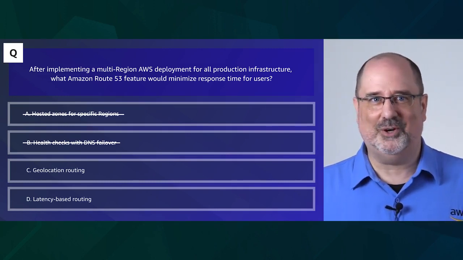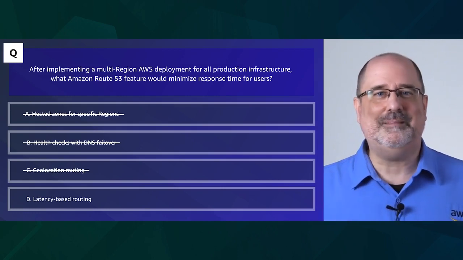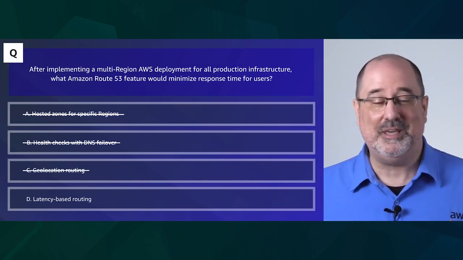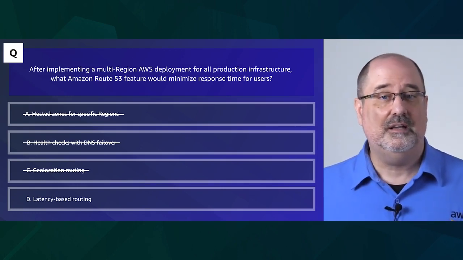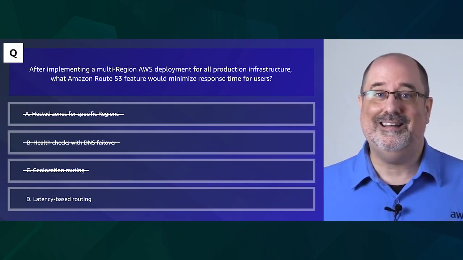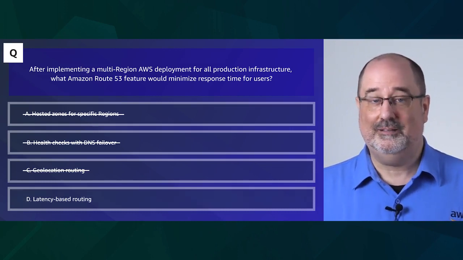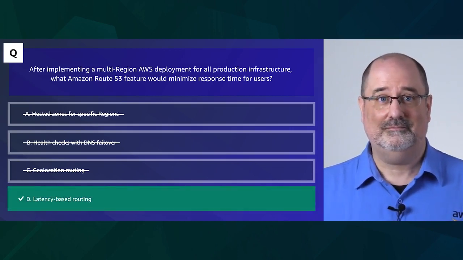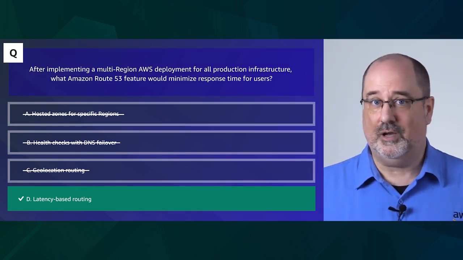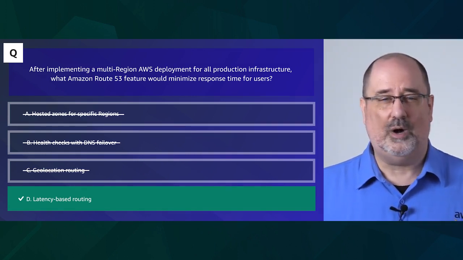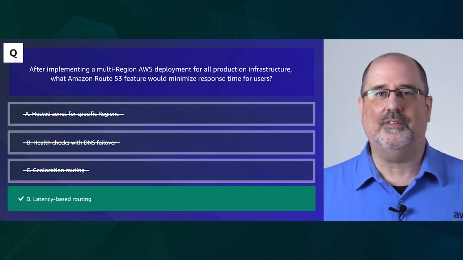C? Incorrect. Latency-based routing was specifically built to minimize response times and send users to the closest region based on latency, not physical proximity. D is correct. There it is. A, B, and C are all distractors, plausible and yet wrong, while D is the key for this question.